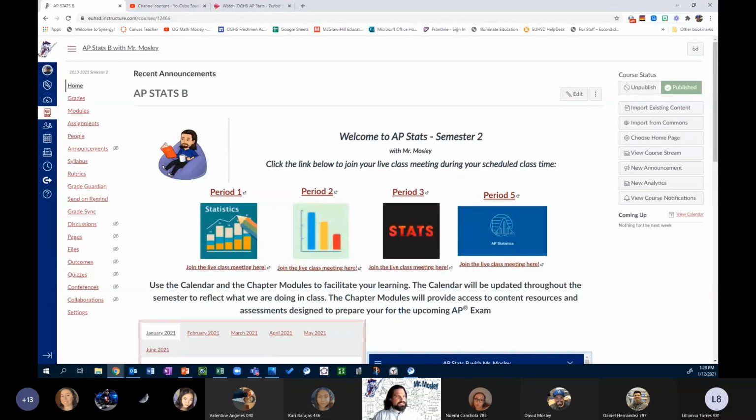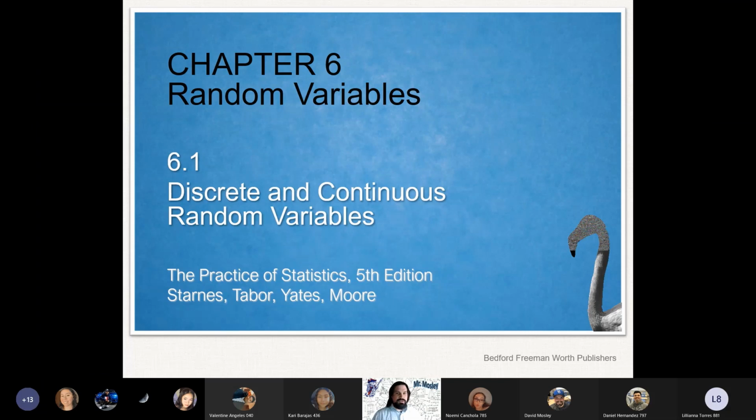Next, we're going to get into the lesson. Today's lesson will be on section 6.1. If you are taking notes, I recommend that you get your notebook ready. This is primarily a note-taking day. All right, so here we go. Chapter 6. Random variables. Our first section, section 6.1, is discrete and continuous random variables.